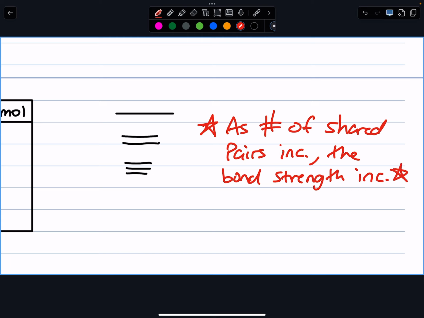Is bond length like atomic radius? No, good, I'm glad you brought that up. It's similar, but not the same.